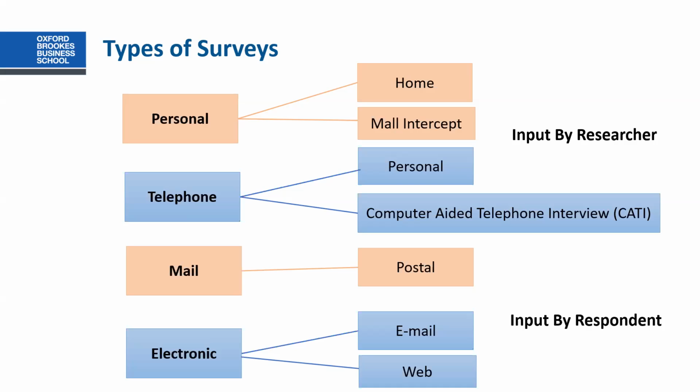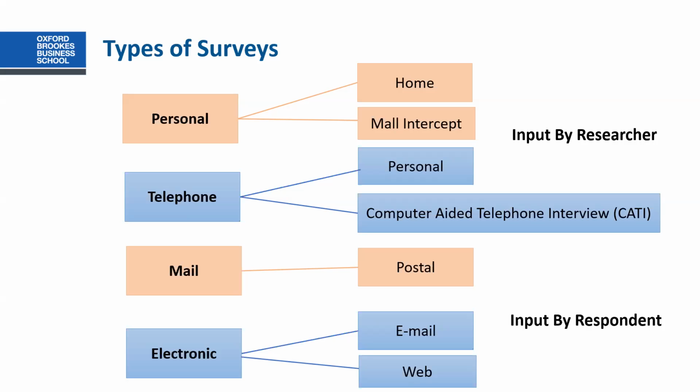So you can use personal surveys. For example, you go to the homes of people and ask them to fill in the questionnaire. You can go to a shop or a mall and stand in the street and stop people to fill in the questionnaire. Also, you can use personal telephone interviews, or computer-aided telephone interviews, where the interviewer follows a certain script on the screen, which is provided by a software application. And in both of them, the researcher needs to fill in the questionnaire.